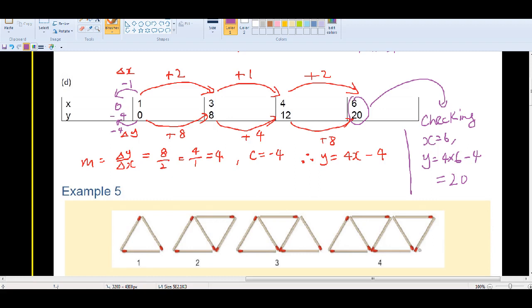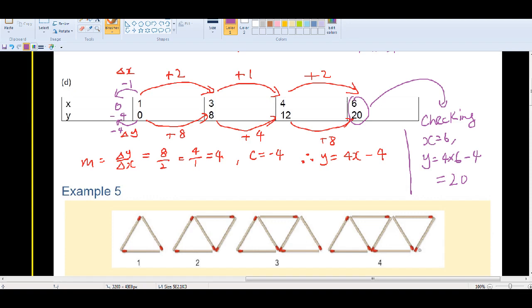This time there's a little bit of difference. When you see delta x is not always plus 2, so we have plus 2 and plus 1. And delta y is not always plus 8, you got plus 8 and plus 4. But remember, m is a ratio between delta y and delta x. So when you use delta y divided by delta x, you could use 8 divided by 2 or 4 divided by 1. Both will give you the answer 4. So that will be good, right?